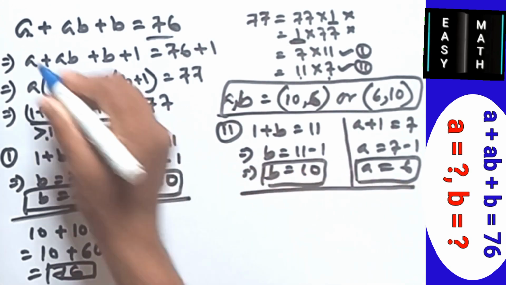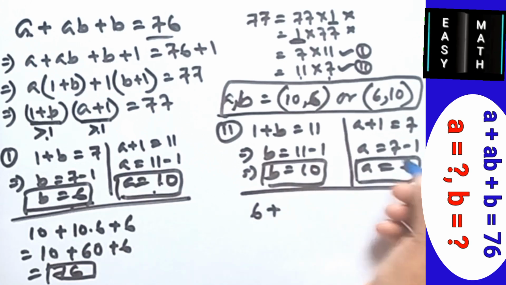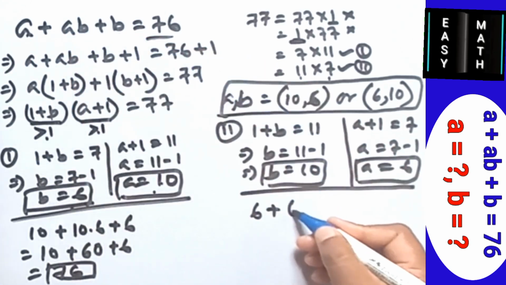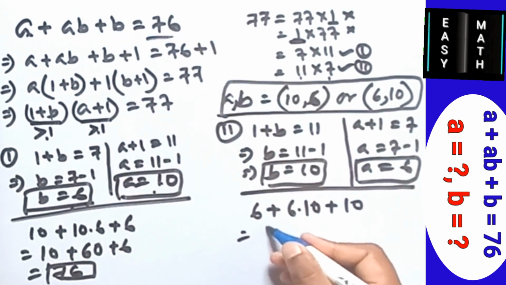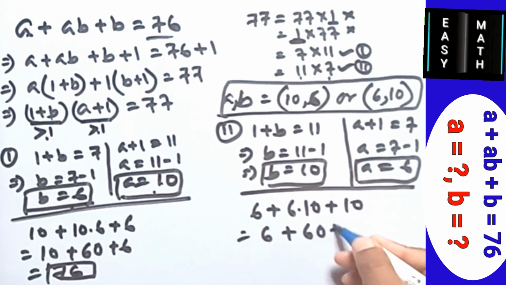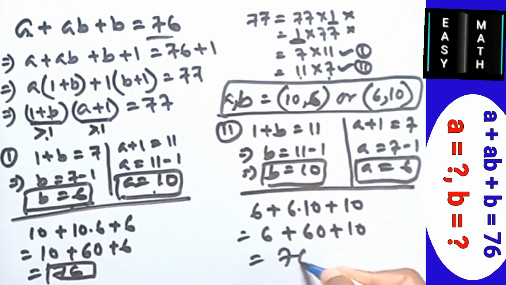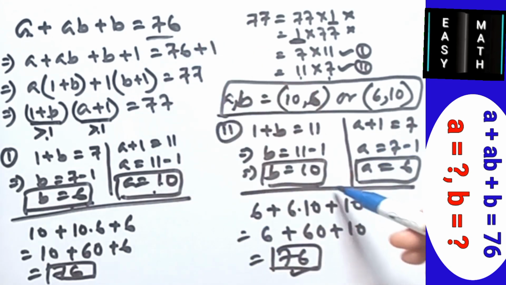The A is 6, and 6 into 10, and there is 10. So 6, and there is 60, and 10. So 76. So there is the right. This is the proof. So this value is right. So the A and B value is this.